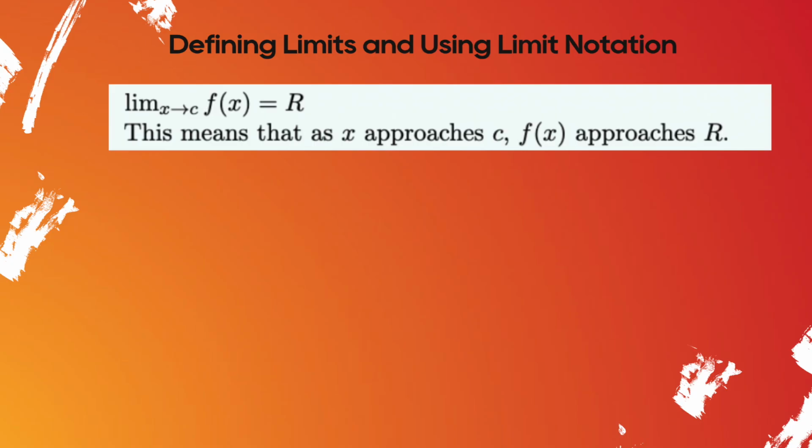So Unit 1 begins with limits and our limit notation. A limit is denoted as the limit as x approaches c, so that's x with a right arrow to c, written a little below the limit, like a subscript, of f of x equals r. That means that as x approaches a certain value c, f of x approaches r.